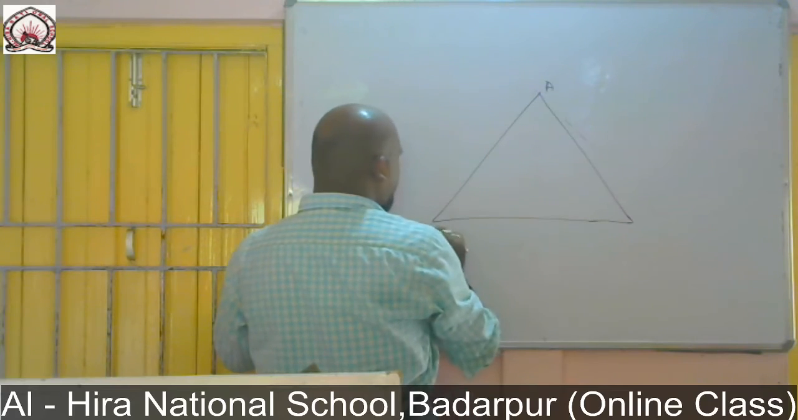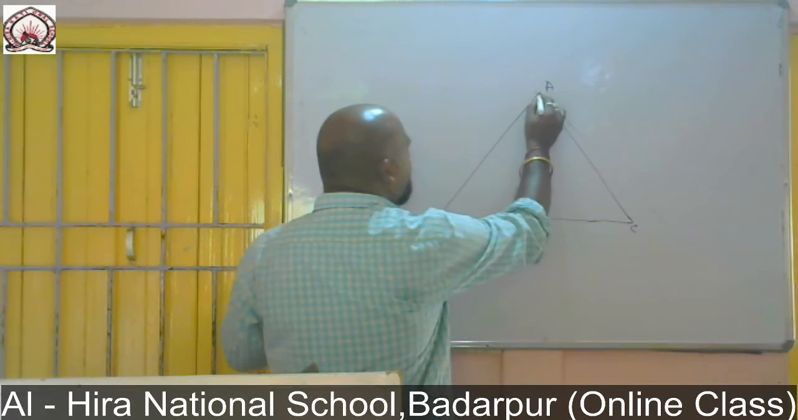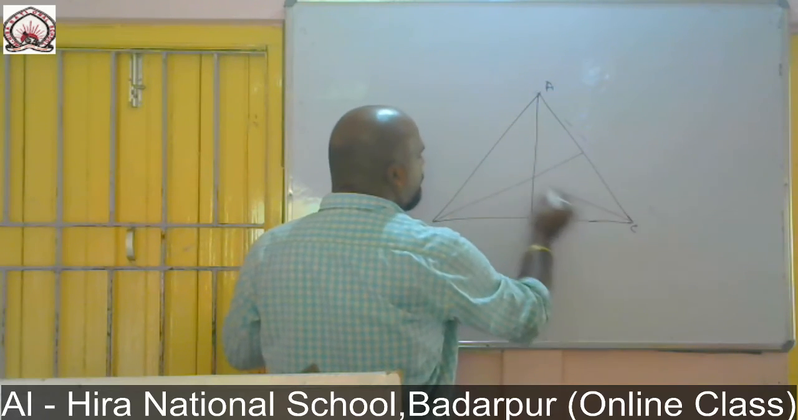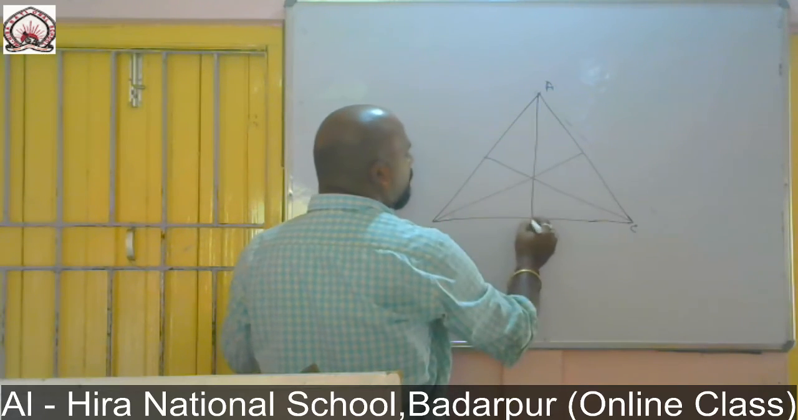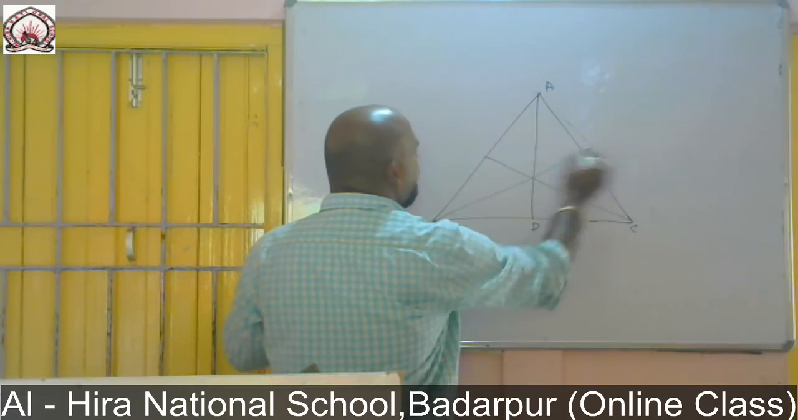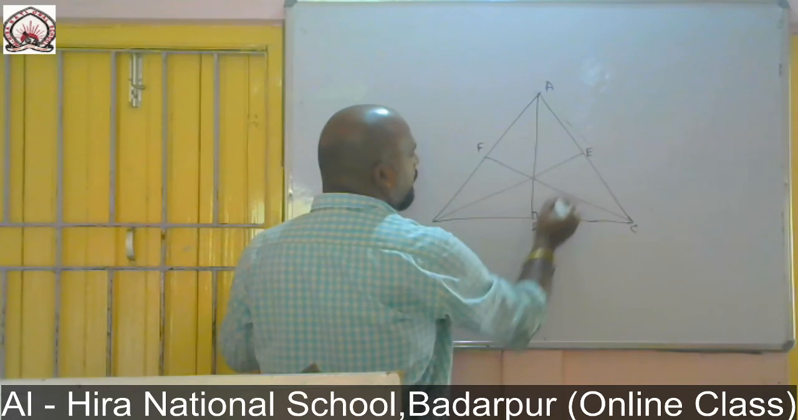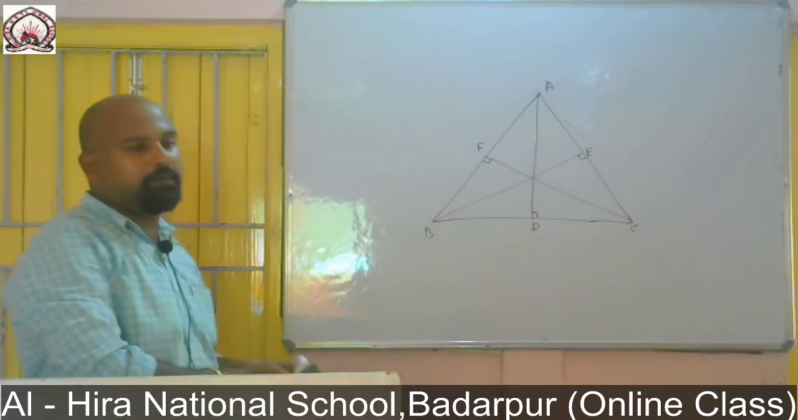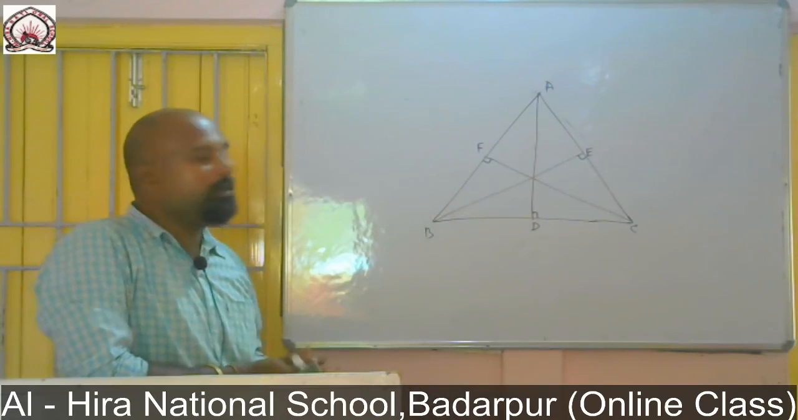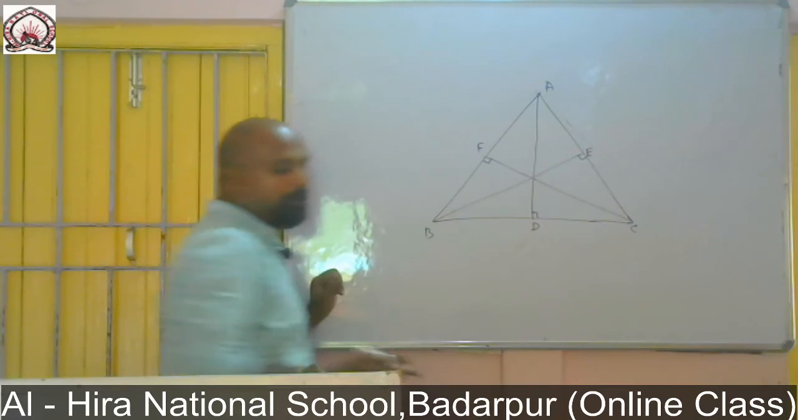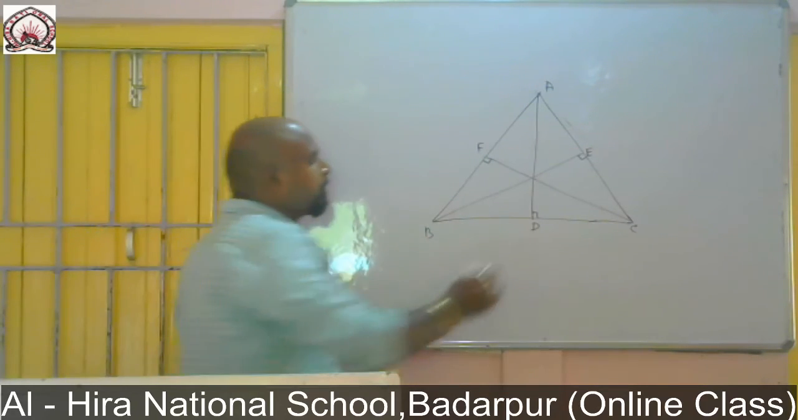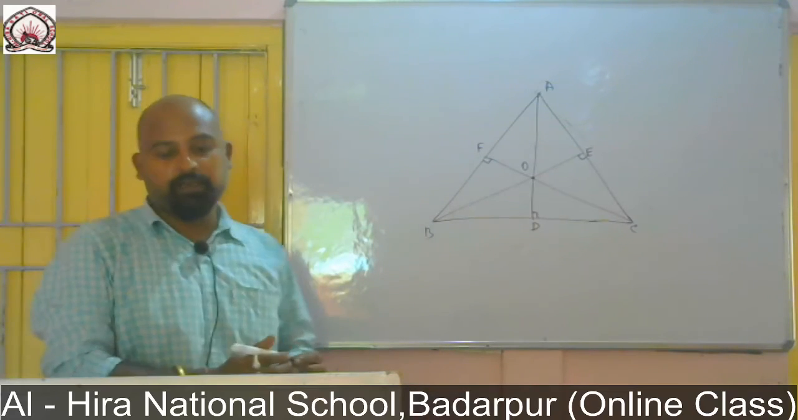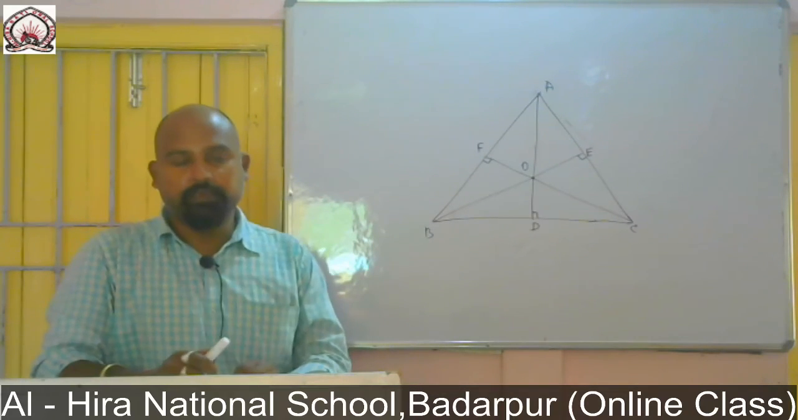A, B, C. Now this is the perpendicular, this is another perpendicular, this is another perpendicular. Let us call them D, E, F. This is 90, this is 90, this is also 90. They all are 90 degrees. Then the point O, this point is the orthocenter of the triangle.